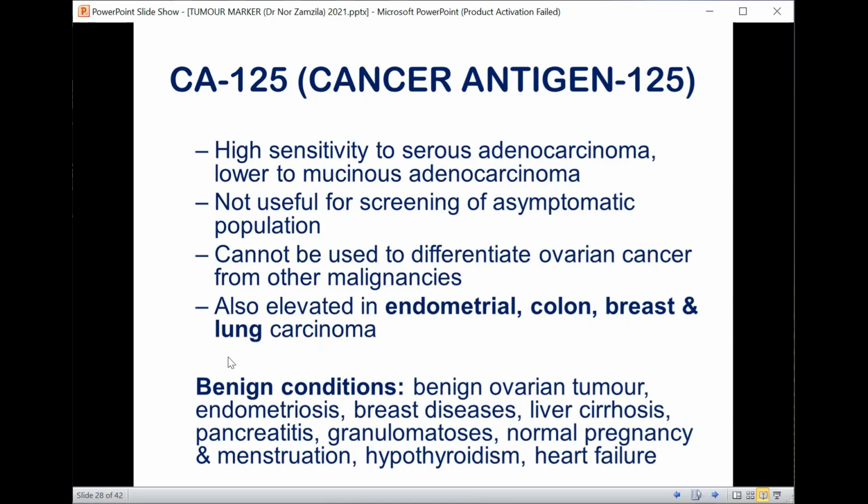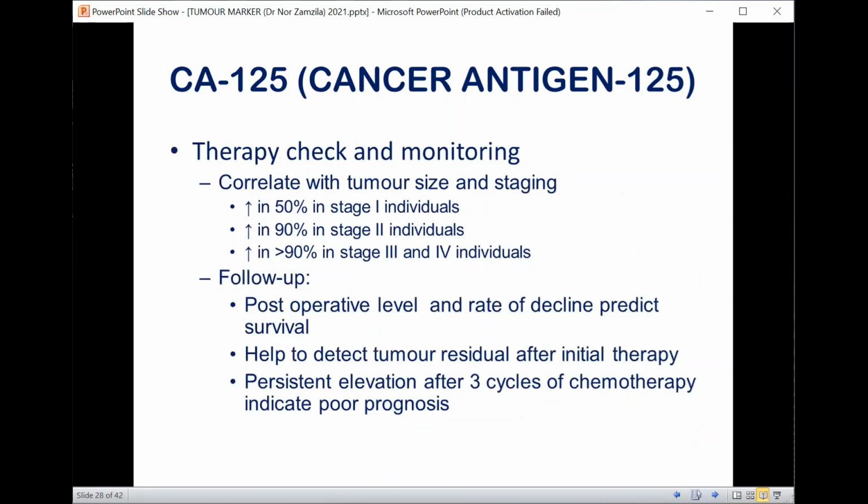Okay? And these are the benign conditions that can cause an increase in CA125, like endometriosis, breast disease, normal pregnancy, menstruation. Even menstruation can increase CA125, hypothyroidism, and even heart failure. So mainly, apart from the diagnosis in those who are symptomatic, we can also use CA125 for the therapy check and also monitoring of patients with ovarian cancer.